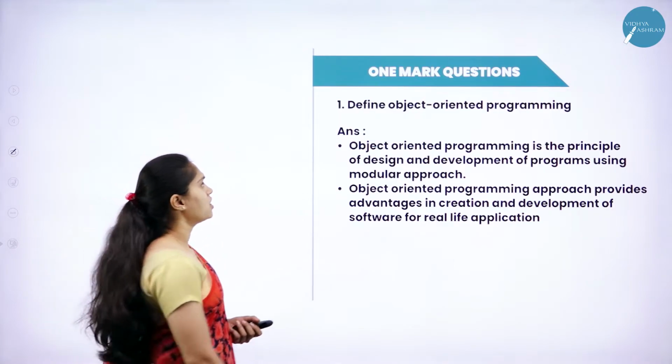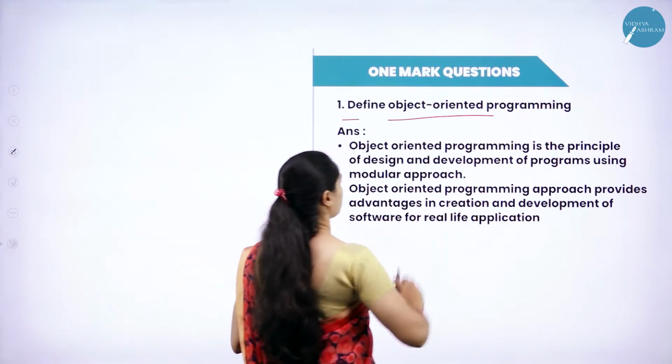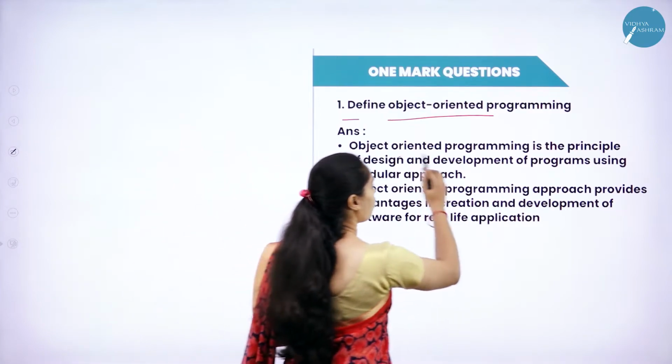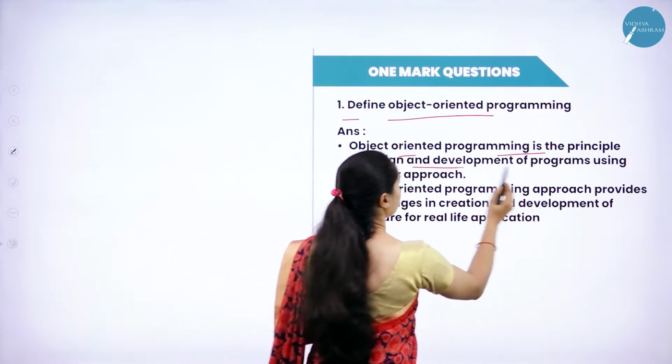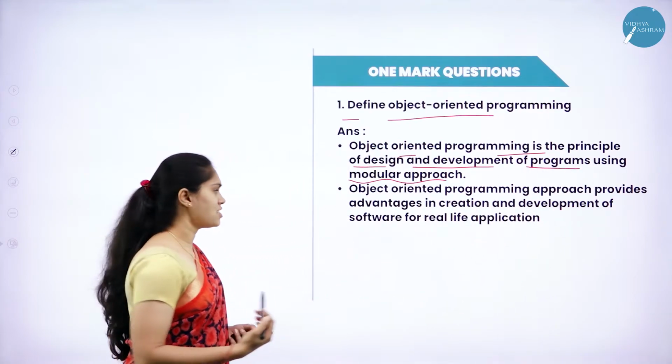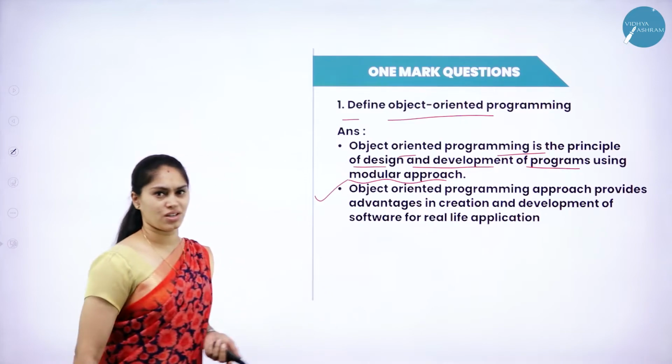We'll see now. So what is the first question? Define object-oriented programming. Already we have discussed, right? So OOP is the principle of design and development of programs using modular approach. Or else you can write one more definition here.